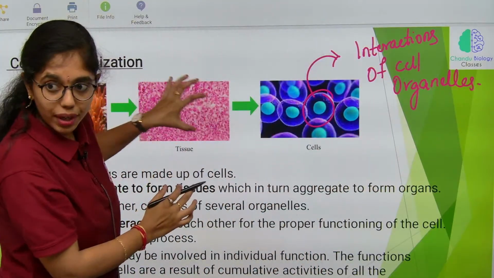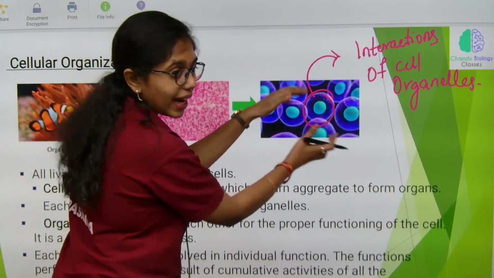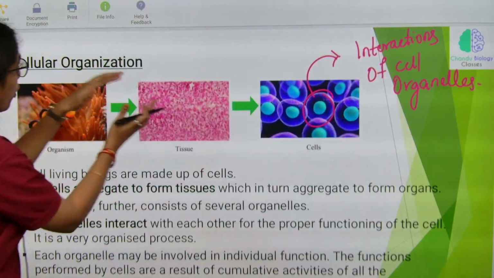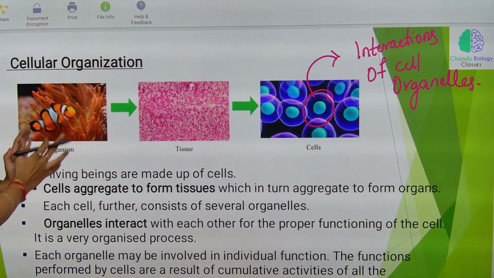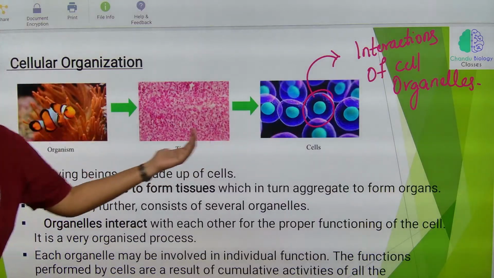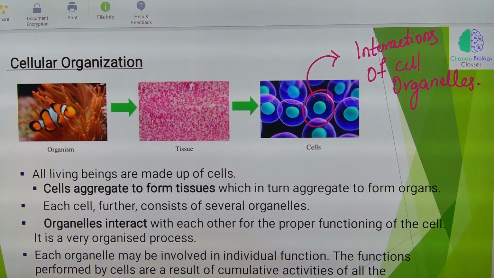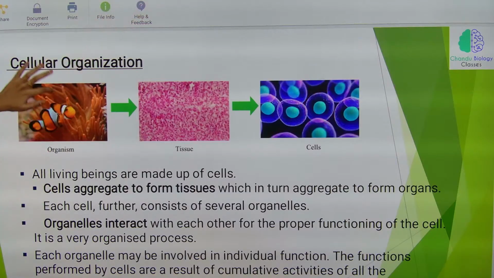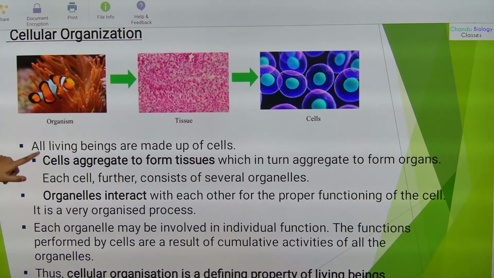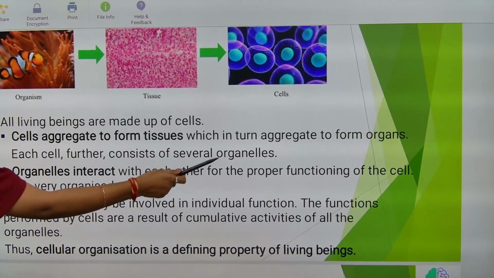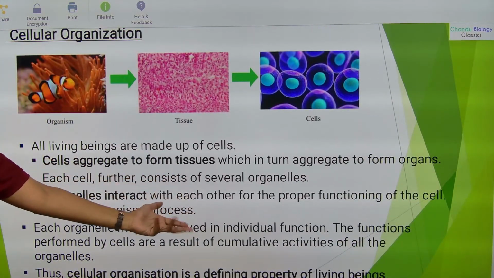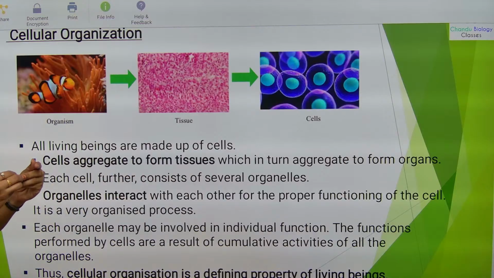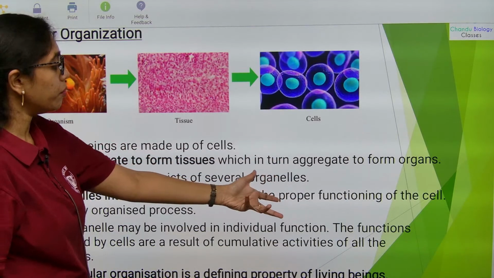Likewise, the property of a tissue is defined by the interactions of the cells present in the tissue. The property of an organ is defined by the interactions between the tissues present in that organ. As such, the cellular organization is built from atom to a big living organism. So, all living beings are made up of cells, and cells aggregate to form tissues, which in turn aggregate to form organs. Each cell further consists of several organelles. Organelles interact with each other and perform the functioning of the cell.